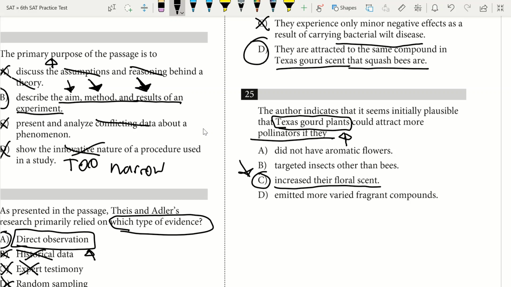The author does not indicate that it seems initially plausible that the Texas gourd plants could attract more pollinators if they didn't have aromatic flowers. He's saying they actually want more aroma, so that's really a reversed relationship. A has to be wrong. B, targeted insects other than bees. That suggests they're targeting insects like they would prey, and they're not predators in this case, so B is incorrect. D, emitted more fragrant compounds, or I'm sorry, more varied fragrant compounds. Key part that's wrong with this is varied, okay? He's arguing for them to increase the amount of aroma they're producing, but he doesn't argue for them to produce a diverse set of fragrances, so that's why D is wrong.